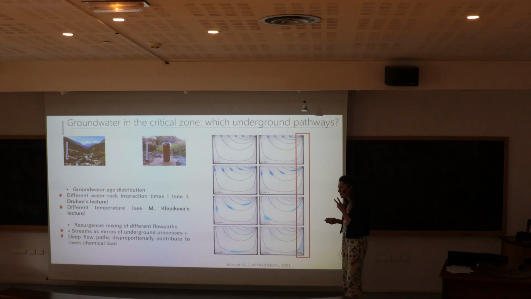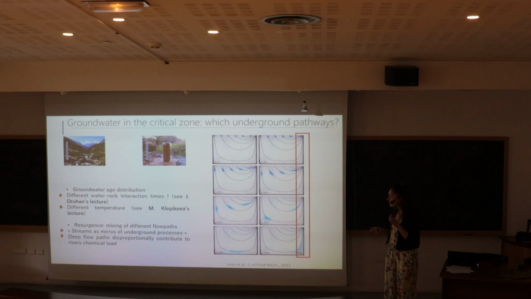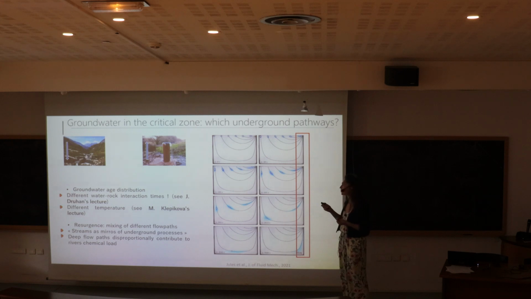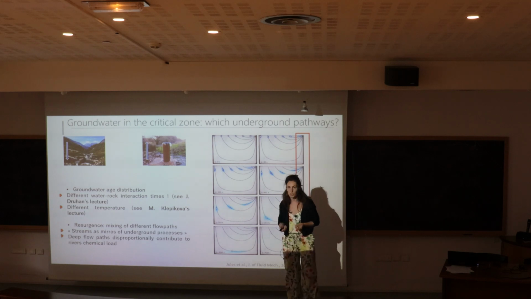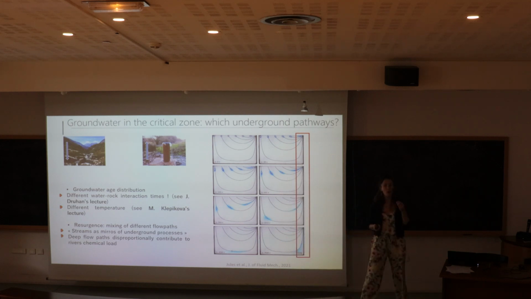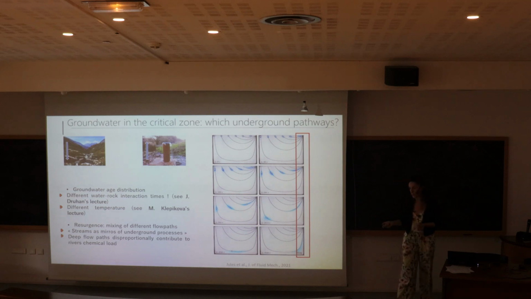This is usually conceptualized with the idea of groundwater age distribution: you have young ages here, and old ages of the water there. It's important to know this distribution because different times of interaction between the water and the media, for instance the rocks, will have a huge impact on reactivity, which Jenny will tell us about later in this summer school. It will also have an impact on temperature, because deep flows and shallow flows do not have the same temperature, which again is something that Maria will tell us about.